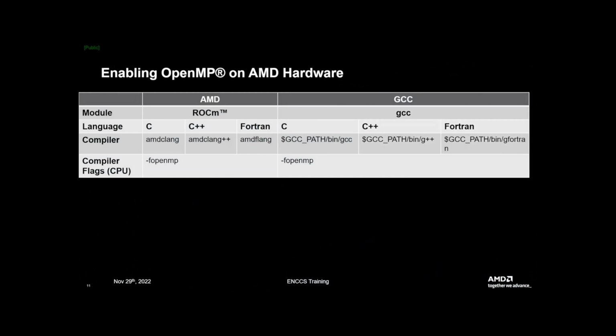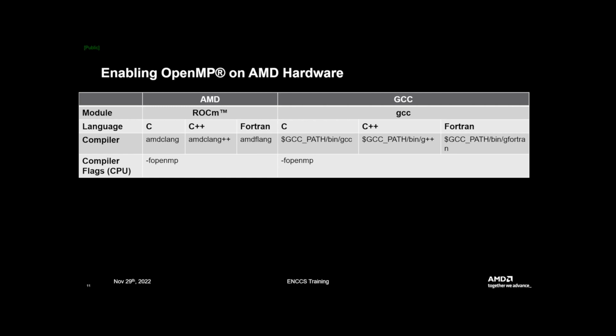So we are talking about OpenMP in this context. Which compiler do you need, or how do you start with OpenMP on AMD hardware? When considering ROCm hardware, for C we have AMD Clang, for C++ we have AMD Clang++, and for Fortran we have AMD Flang. To enable OpenMP on CPU, you simply use -fopenmp. It's the same when considering GCC.